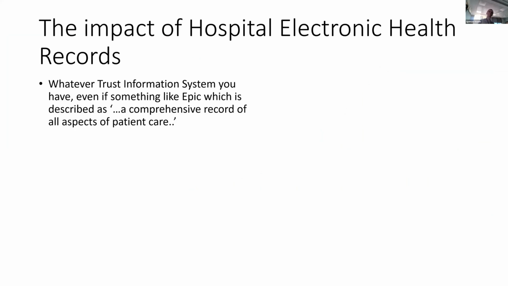So based on that, this is what really drives me to see whether hospital electronic health records offer the potential and promise of really including those hard to reach and under-represented populations in research. Can they really do that in reality? So whatever trust information system you have, even if it's something like EPIC, which is badged as being very comprehensive, the first thing you understand is that it's not going to be tailored to the needs of older people. In fact, it's not going to be tailored to the needs of any specialty group. It's just a generic record system.